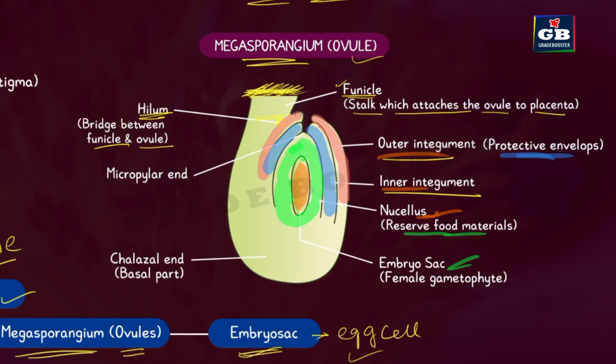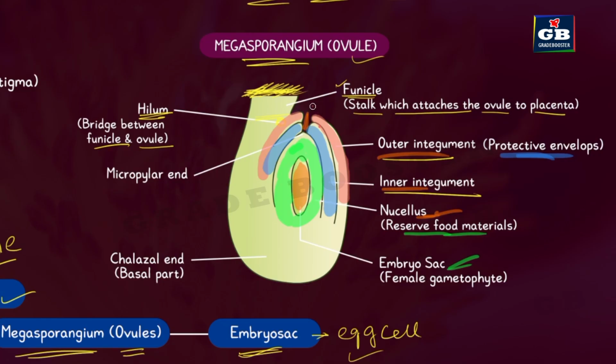These integuments leave a gap at this place. We can see the integuments are covering everywhere, all around, except this area, which is left free. This area is called micropyle. And why is this left free? Why are the integuments not covering the nucellus at this area? That is for the entry of the pollen tube.